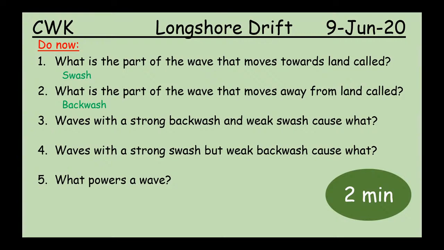So waves that have a very strong backwash, i.e. they're really strong going away from the land, but they're quite weak going towards the land, cause something to happen, and that is erosion, and as a result the beach or the land will get smaller. I'll explain this in a little bit more detail in just a second.